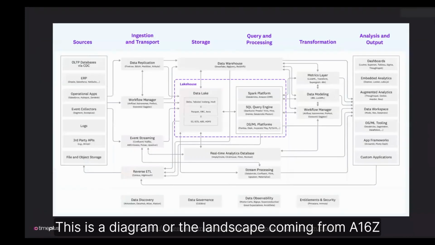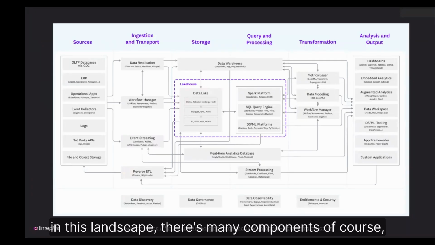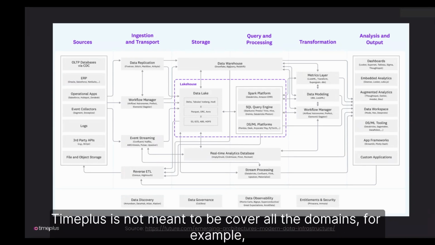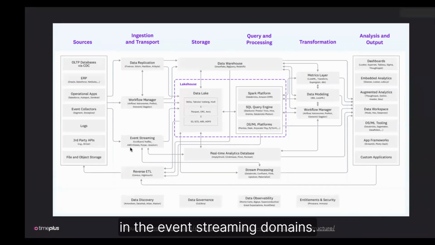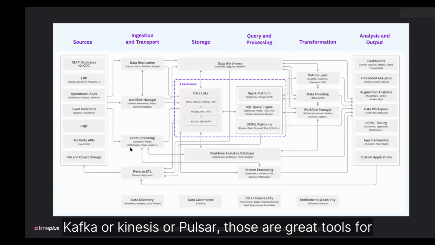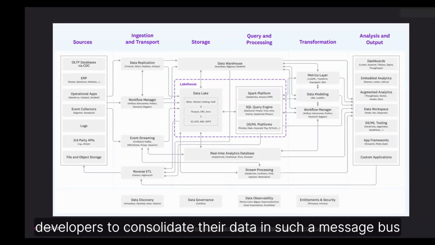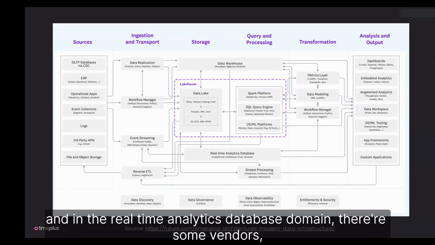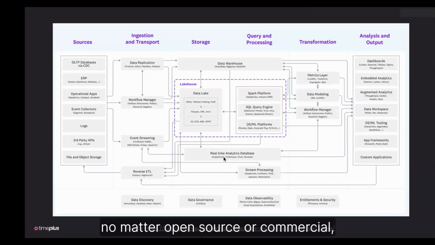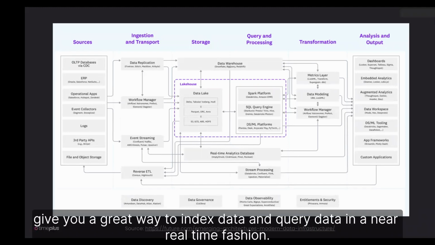This is a diagram of the landscape coming from A16Z. In this landscape, there are many components. Of course, Timeplus is not meant to cover all the domains. For example, in the event streaming domain, Kafka, Kinesis, and Pulsar are great tools for developers to consolidate their data in such a message bus. And in the real-time analytics database domain, there are some vendors, open source or commercial, that give you a great way to index data and query data in a near real-time fashion.